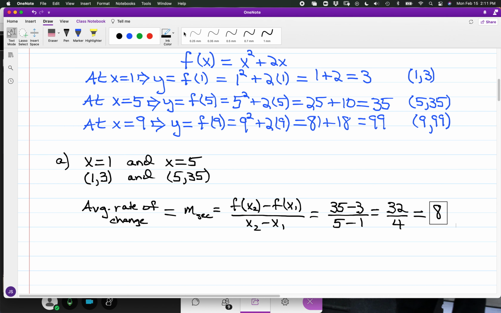And again, as we venture out further along the x-axis, we have between x equals 1 and x equal to 9. So again, I'm going from (1, 3) and venturing out this time to (9, 99).